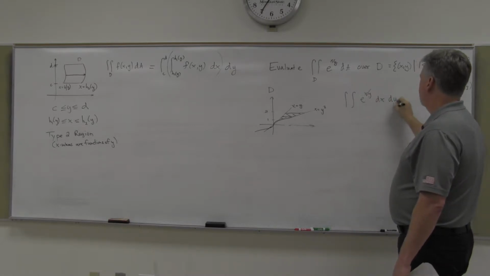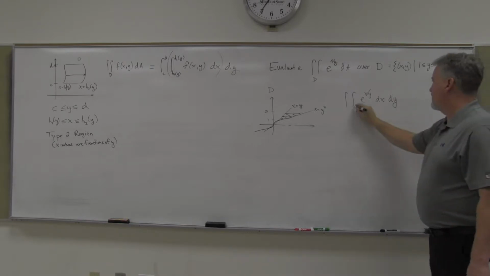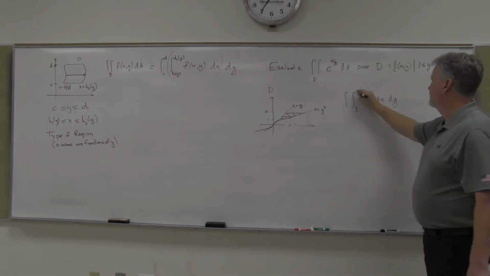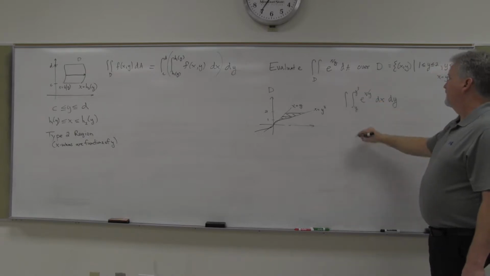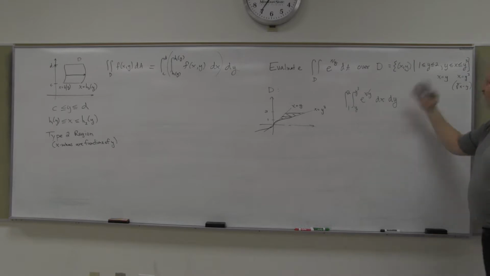Then the y's, so the interval will be the x's. So go from x equals y, the lower, to y cubed, the upper, and then the y's go from 1 to 2. It's already kind of spelled out on these for us, so you just have to figure out, well, since it's like this, I'd want to do the x's first.